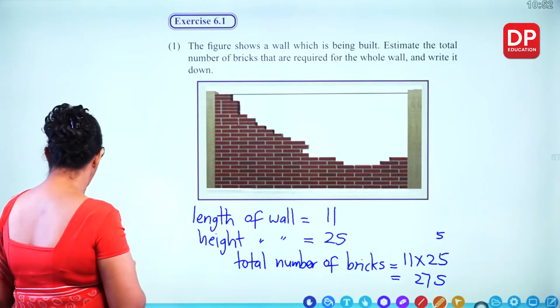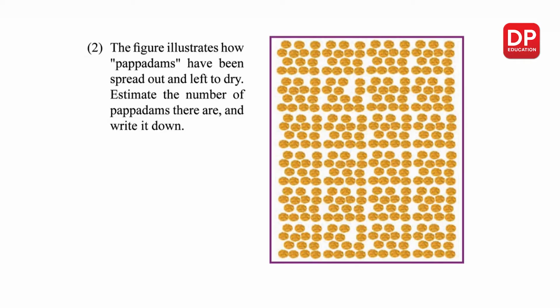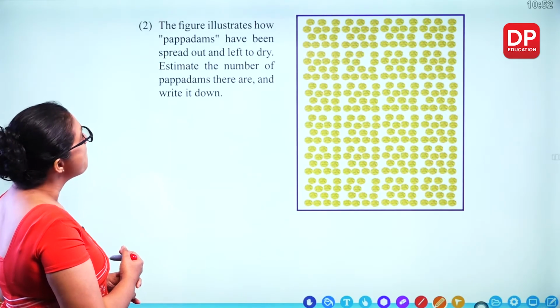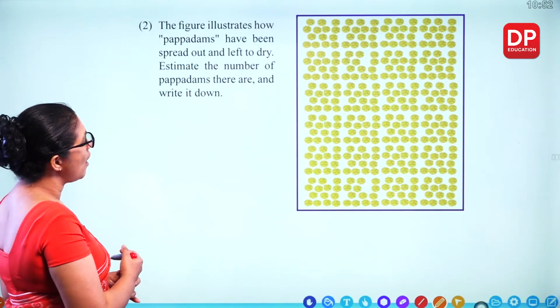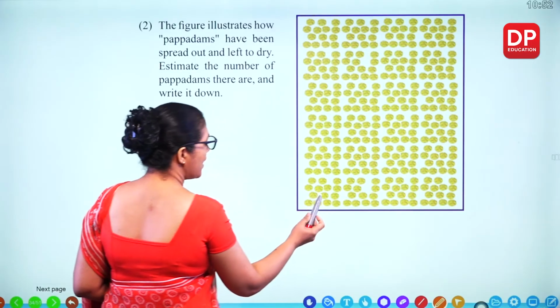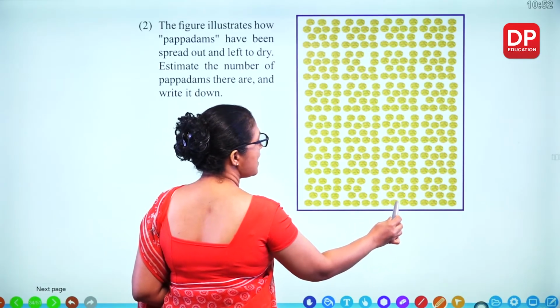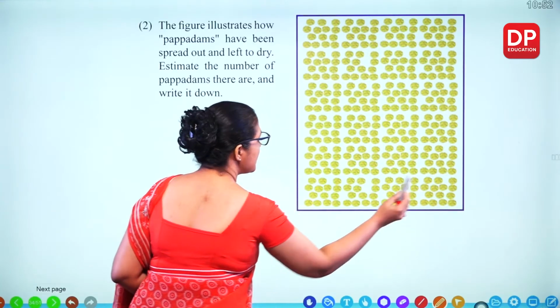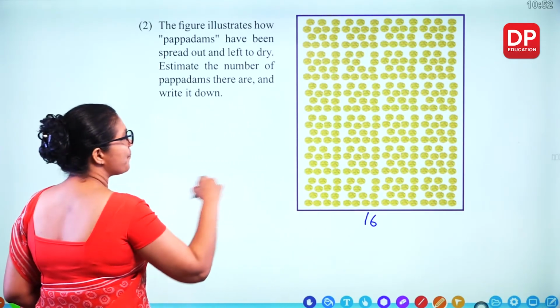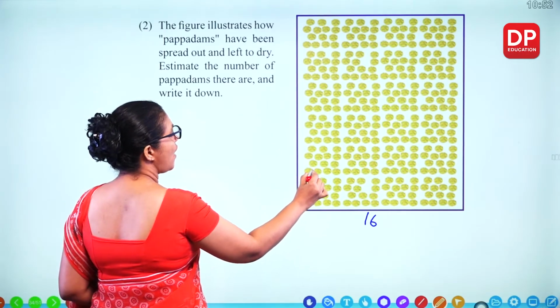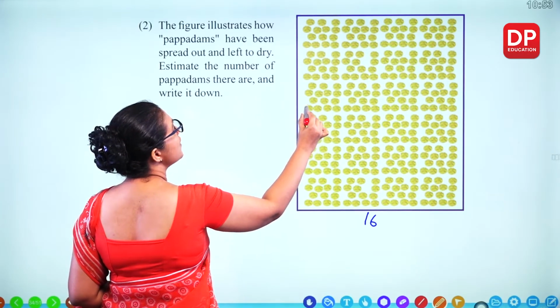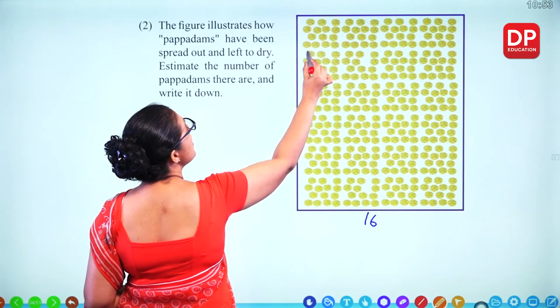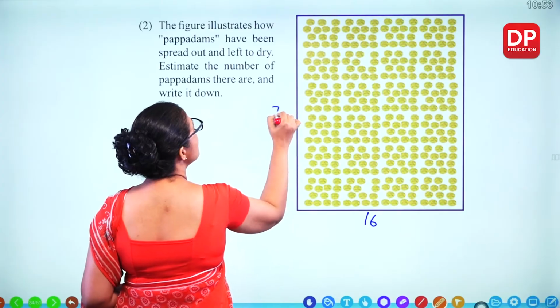The figure illustrates how papadums have been spread out and left to dry. Estimate the number of papadums there are and write it down. So roughly you can find out. Lengthwise how many? 1, 2, 3, 4, 5, 6, 7, 8, 9, 10, 11, 12, 13, 14, 15, 16. So 16 this way. Height-wise 1, 2, 3, 4, 5, 6, 7, 8, 9, 10, 11, 12, 13, 14, 15, 16, 17, 18, 19, 20, 21, 22, 23, 24.